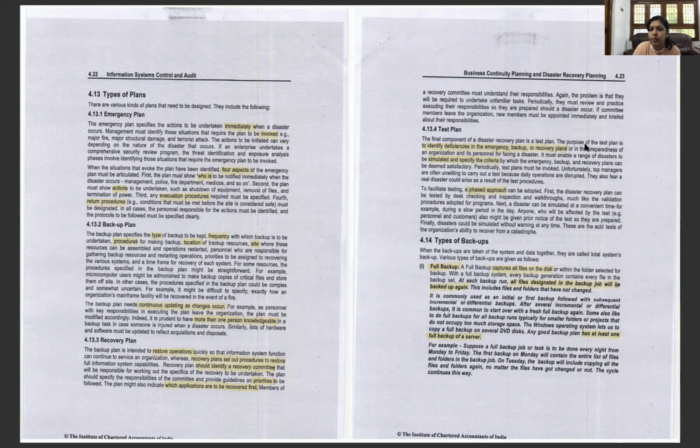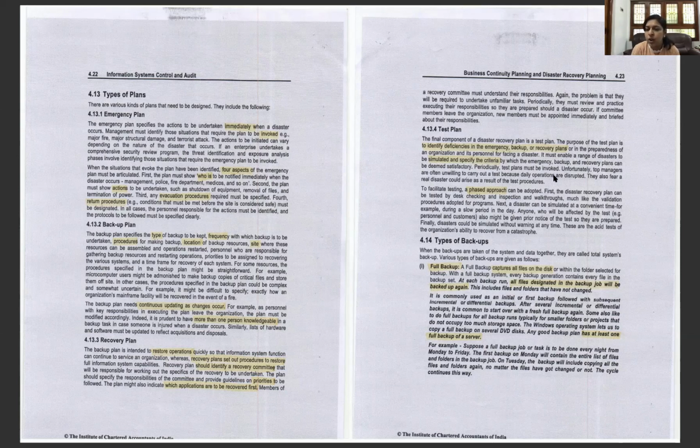The purpose of a test plan is to identify deficiencies. So we are testing the other plans for their deficiencies: the emergency plan, backup, and recovery plans. It is simulated, and we specify the criteria. So it is like a mock trial. That is what is done here. Okay, so let us read. It must enable a range of disasters to be simulated and specify the criteria.